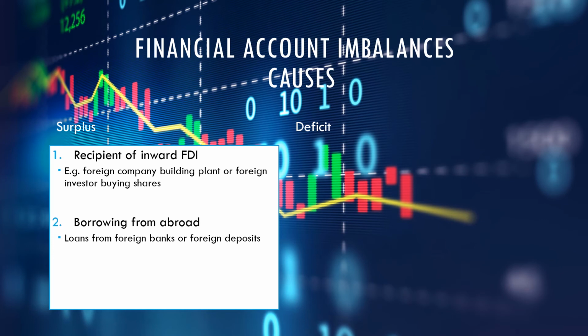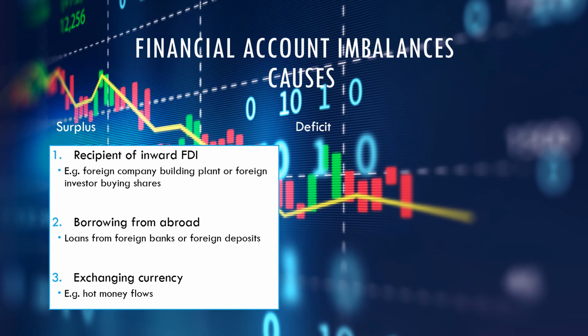Secondly, they may be financed by borrowing from abroad, taking a loan from a foreign bank or foreign people depositing money in accounts in our country. This would cause a financial account surplus. Also, exchanging currencies, so people just moving wealth between currencies. For example, hot money flows coming into the country would be a source of financial account surplus. So the deficit really is the opposite.